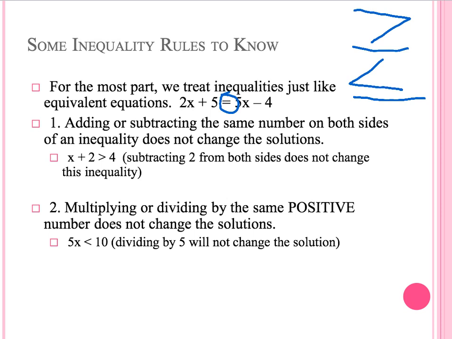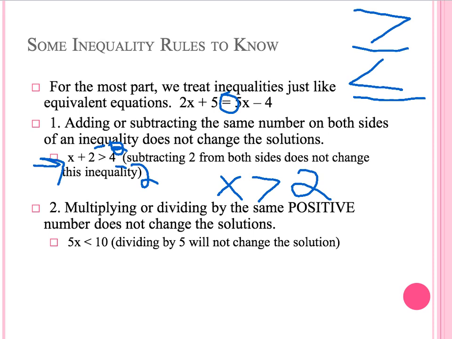Adding or subtracting the same number on both sides of an inequality does not change the solution, just like we do in an equation. In this example, when we have x plus 2 is greater than 4, subtracting 2 from the left side to the right side does not change this inequality. We will still have x is greater than 4 minus 2, which is 2.